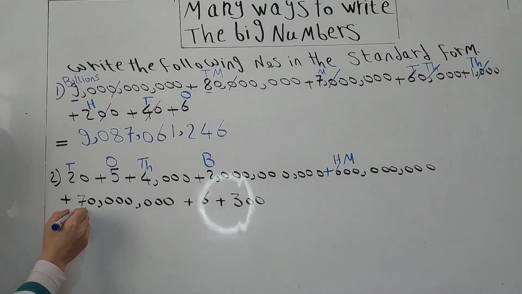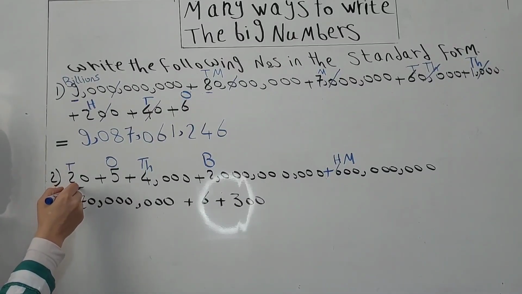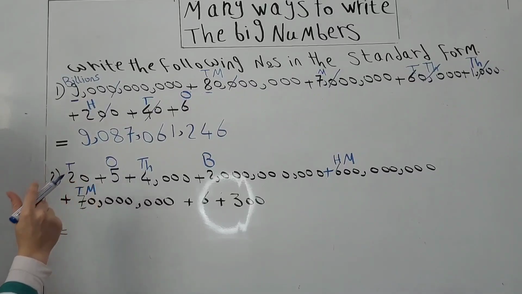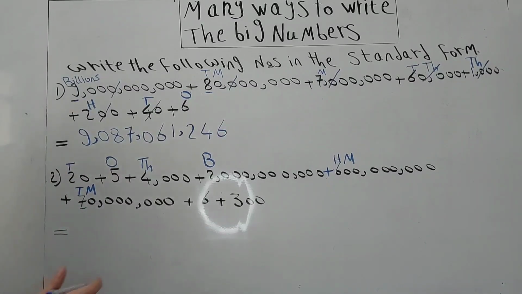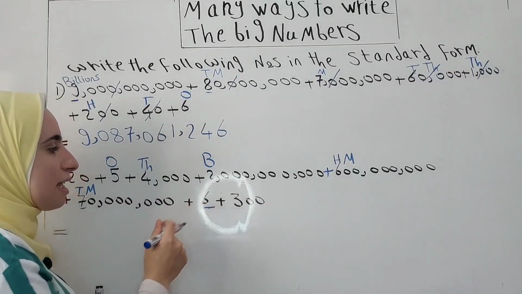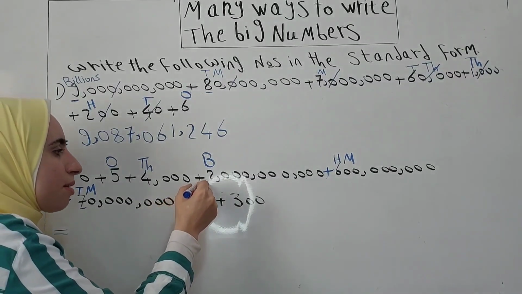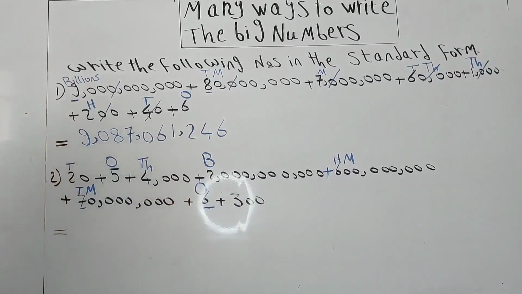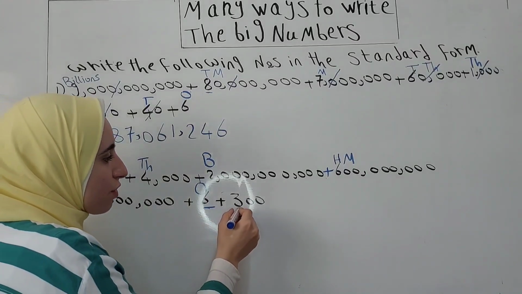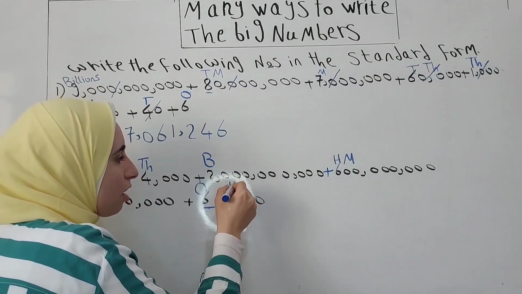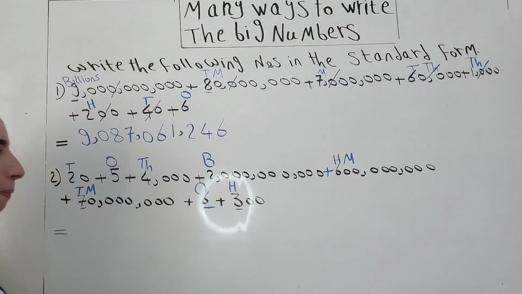Now, the digit 7. The digit 7 is in the third family, and the third family is called millions. In which place? Ones or tens? Tens. Tens what? Ten millions. Then the digit 6 is in the ones place, and the digit 3 is in the hundreds place.